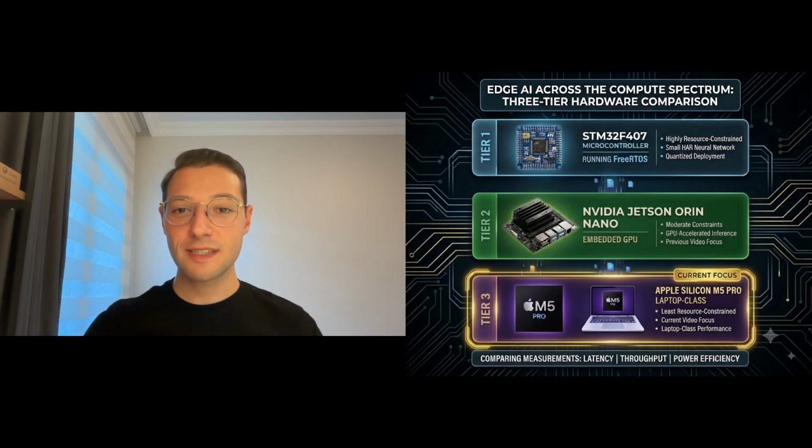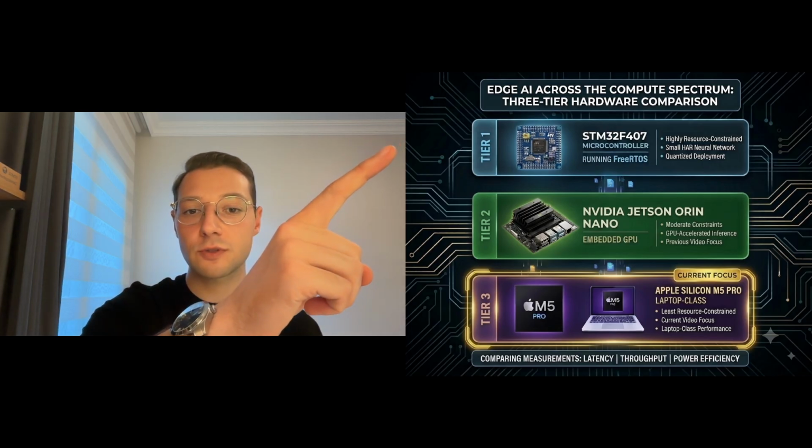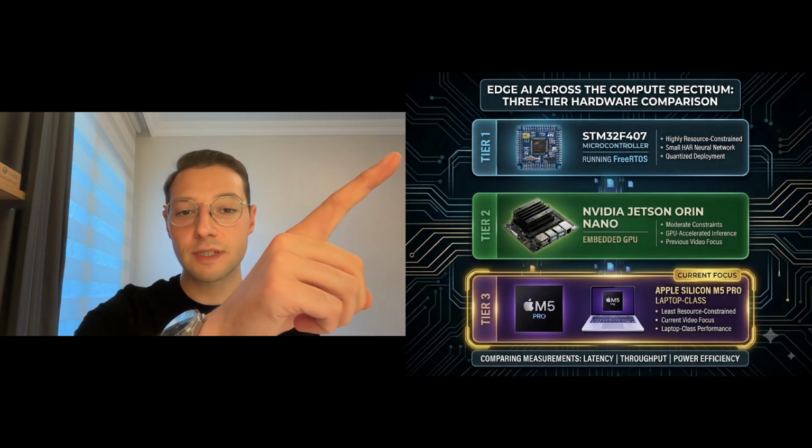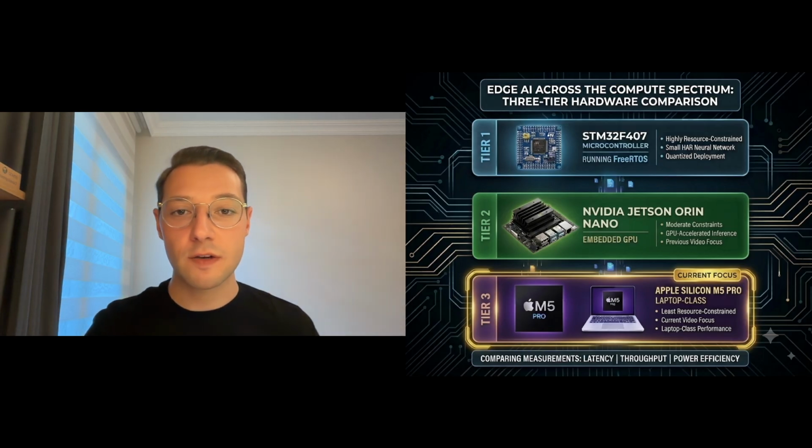This video completes a project I call Edge AI across the compute spectrum. The objective was to deploy the same machine learning workload across three distinct classes of hardware, from the most resource constrained to the least, and measure how latency, throughput, and power efficiency shift across that spectrum. Tier 1 was a microcontroller, an STM32F407 running FreeRTOS, where I trained a small neural network to classify human activity recognition data into 6 classes, then I quantized it and deployed it.